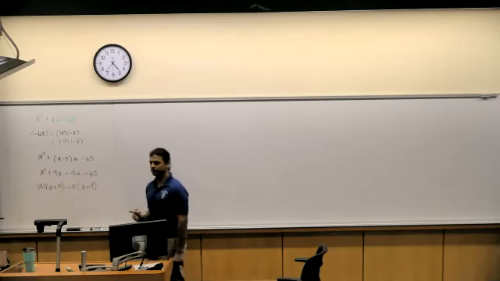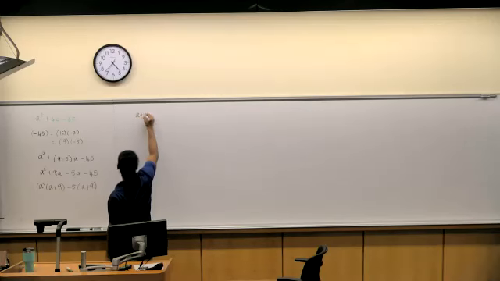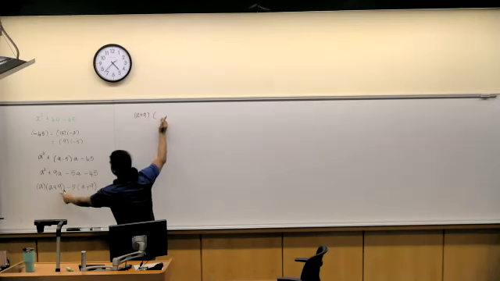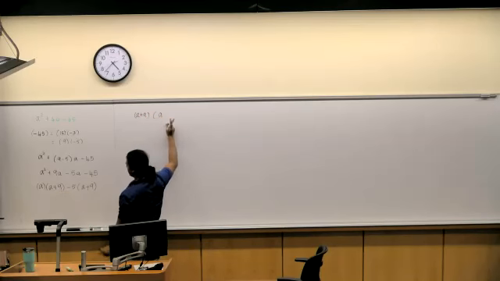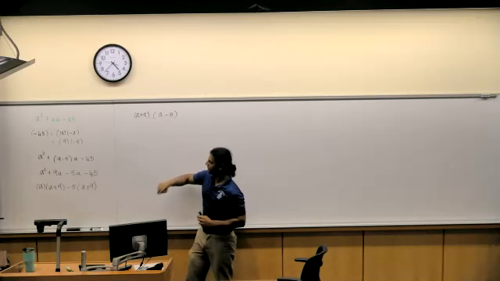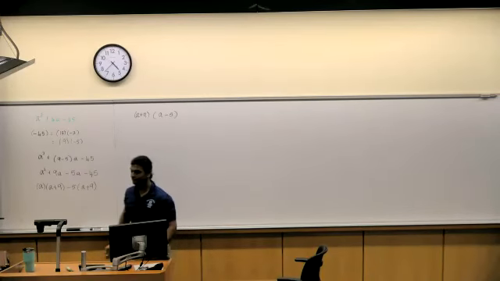What do we have in common now? A plus 9. If I pull a plus 9 out of the first term, I have a. Out of the second term, I have negative 5. So that is the factored version of a squared plus 4a minus 45.